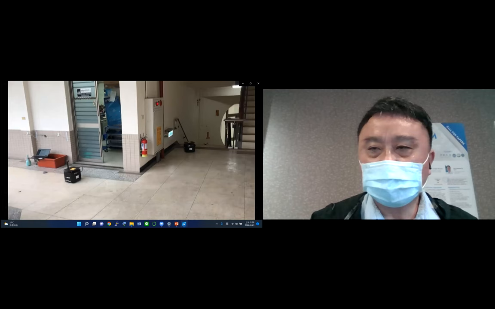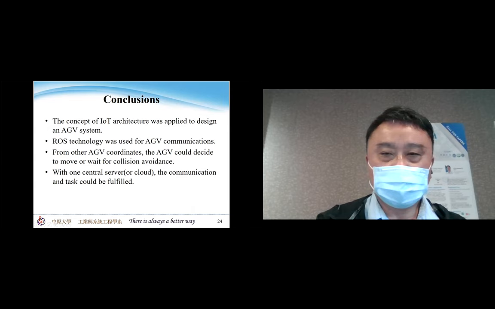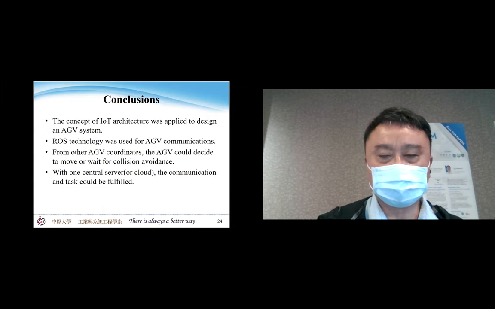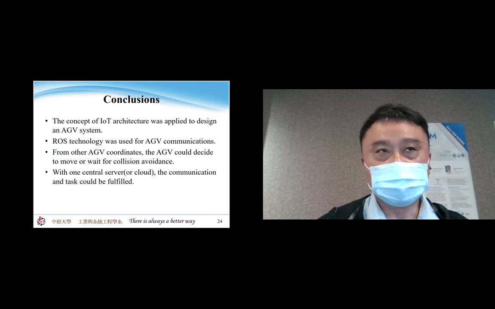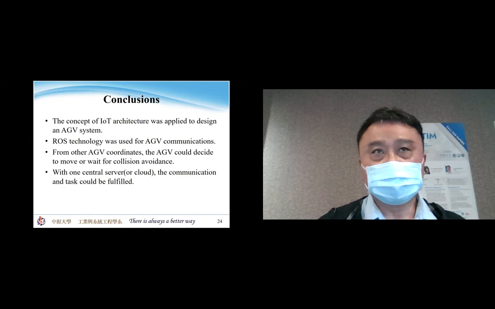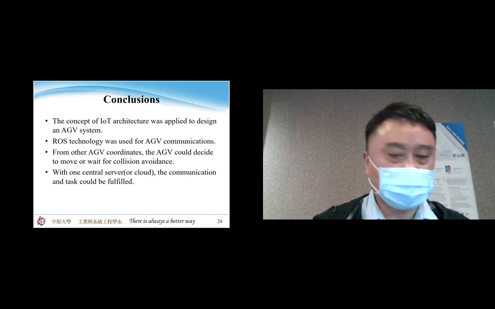for this experiment. As I say, there are 9 experiments: go straight, turn right, turn left. So basically this paper shows we use the concept of IoT architecture to design an AGV system, and we also conduct an experiment to show our system works. Here we only use the wheel encoder to compute the position of the AGV. We have more work, like using an ultrasonic sensor or other sensors to avoid obstacles, but it's not in this paper. That's it. I think I have spent all my time. That's all for my presentation.